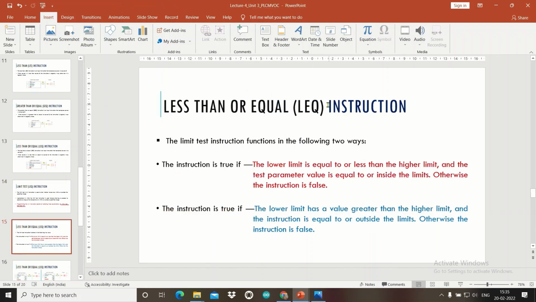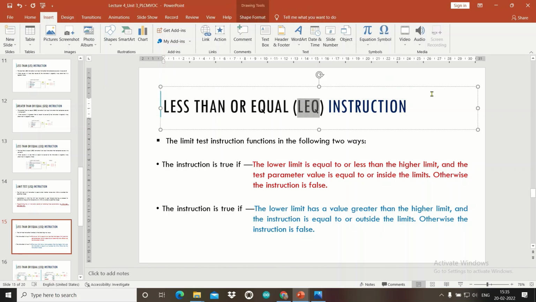Okay, this is LIM instruction. LIM. All right.